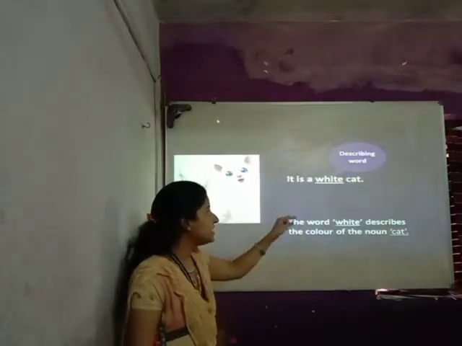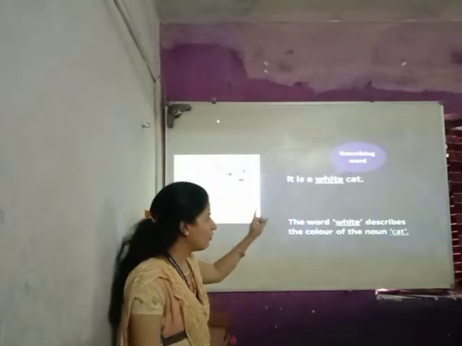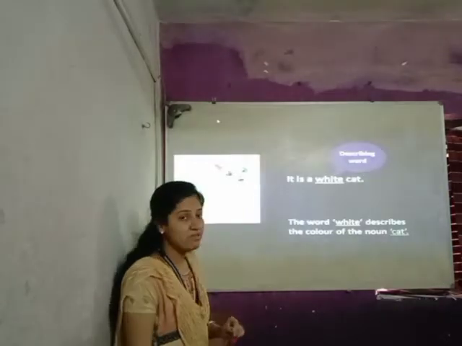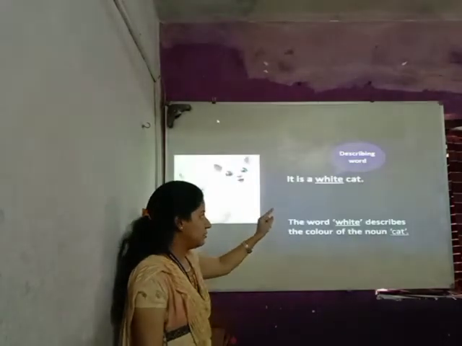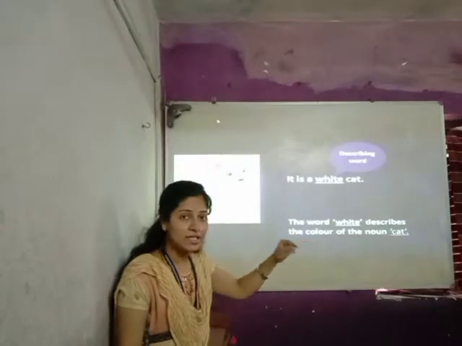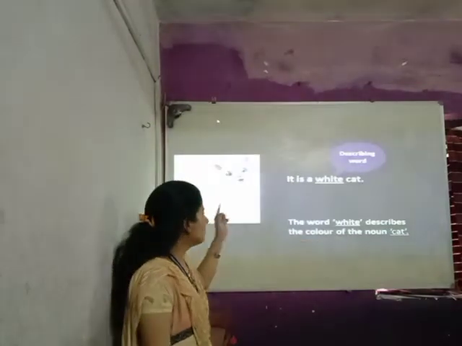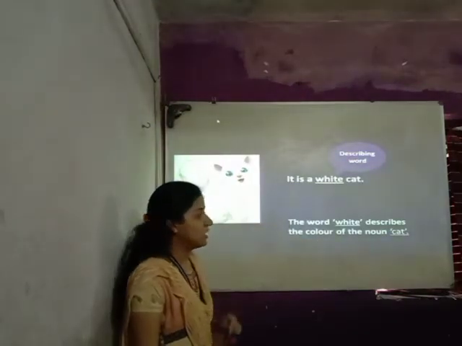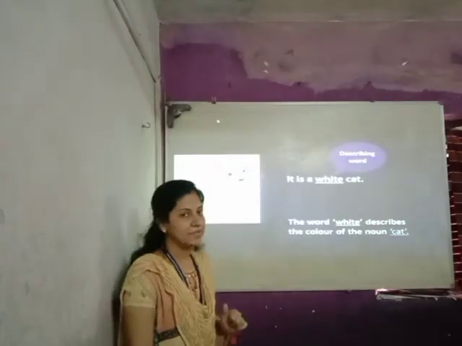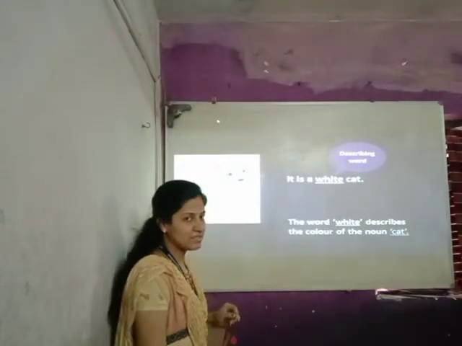See, it is a white cat. In this sentence, which is the describing word? White. And which is the naming word? Cat. Because it describes the cat. So, the word white describes the color of the noun cat. Understood? Now see the next example.